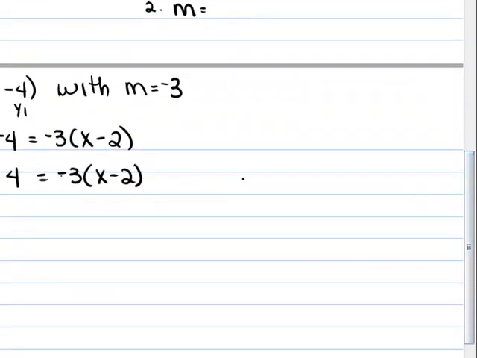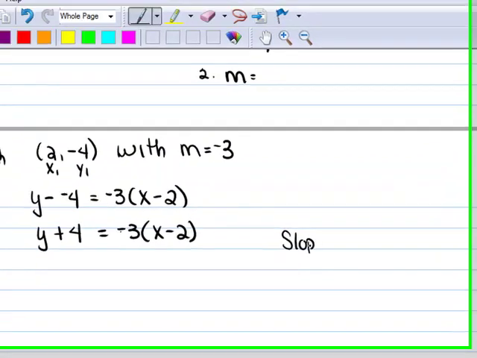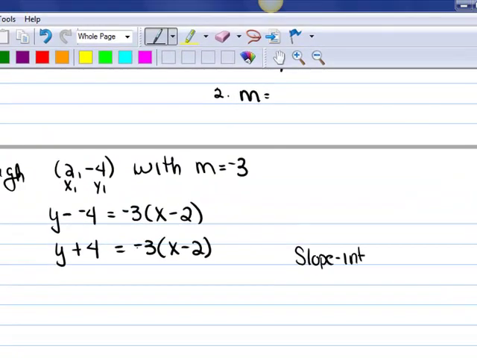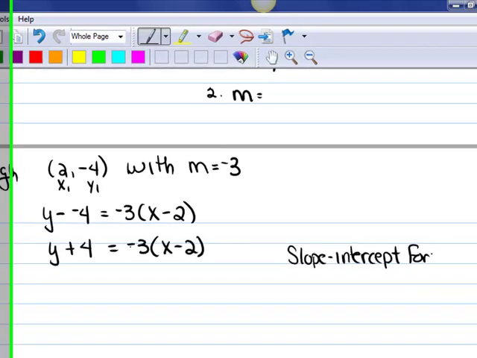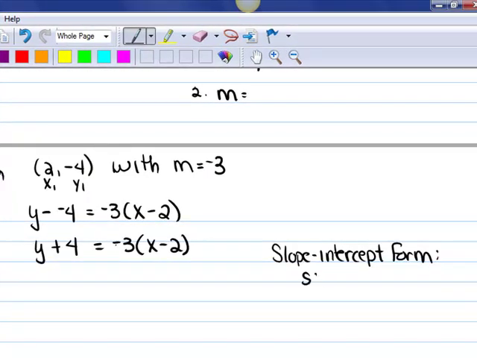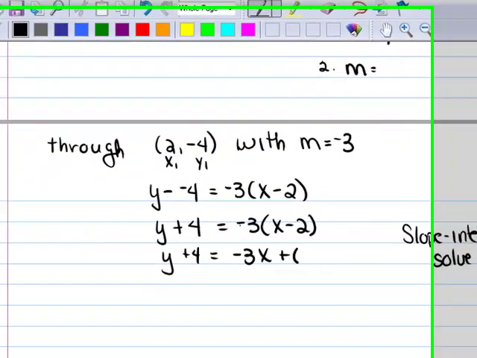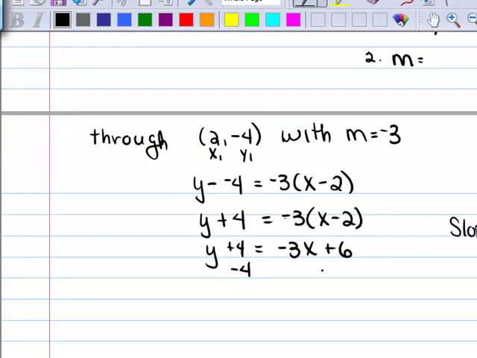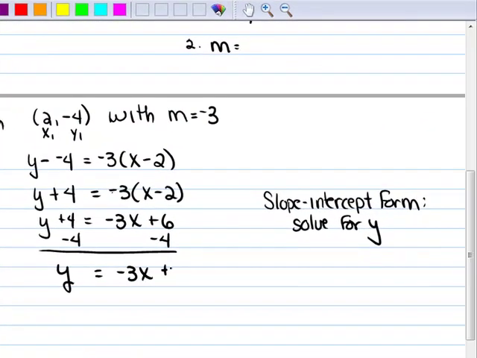Oftentimes, though, you'll want your answer in what's called slope-intercept form. And if that's the case, write your answer in slope-intercept form, all that really means is you need to solve for y. So if I take my equation here and solve for y, I want to get rid of parentheses. So I've got -3x plus 6, and then subtract 4 from both sides. So we get y equals -3x plus 2.